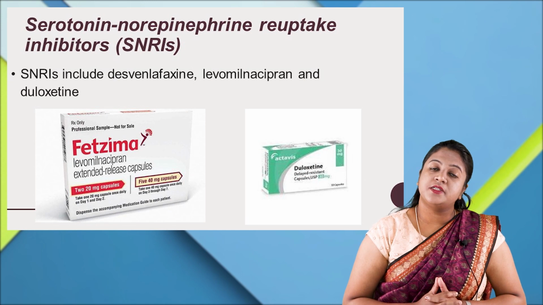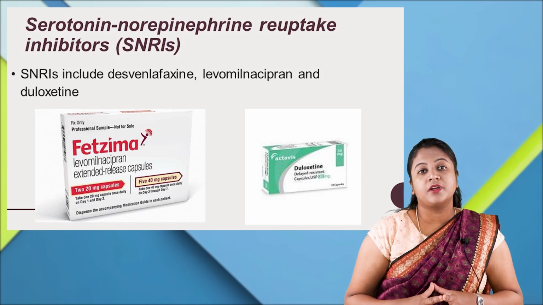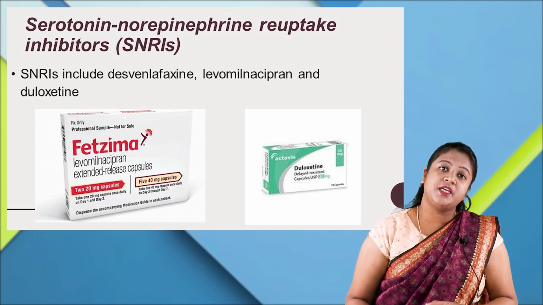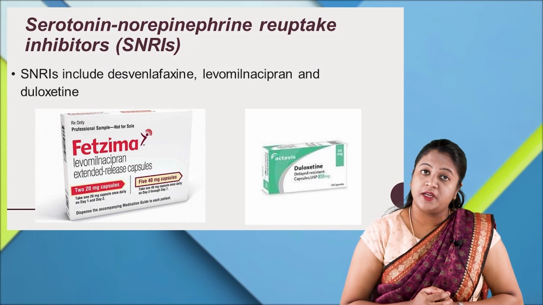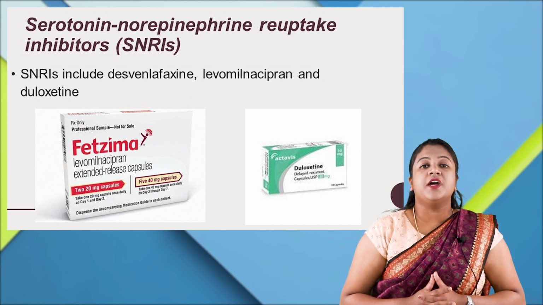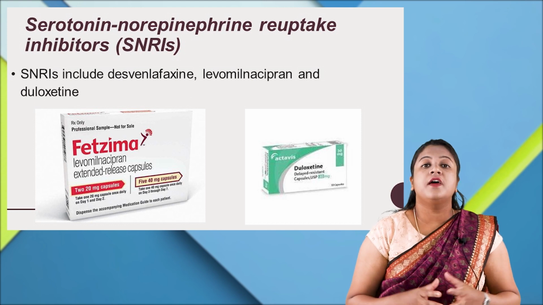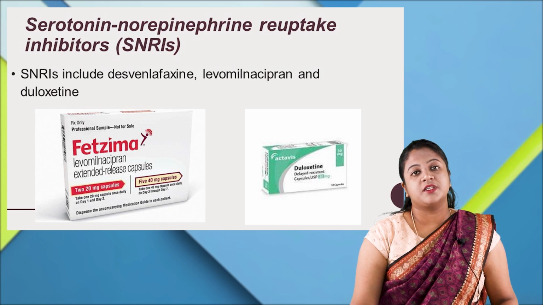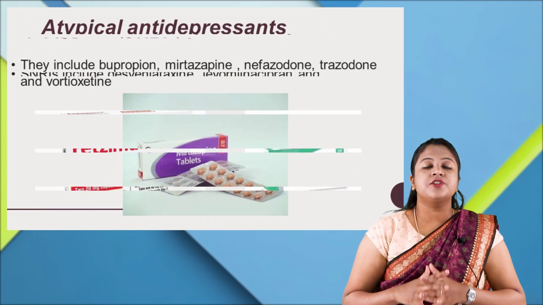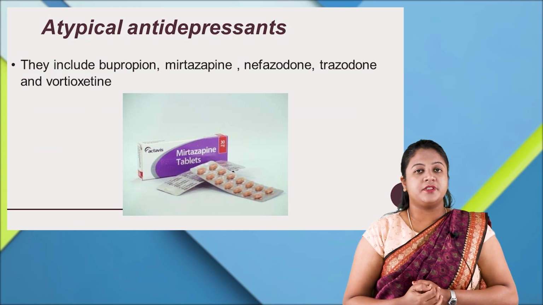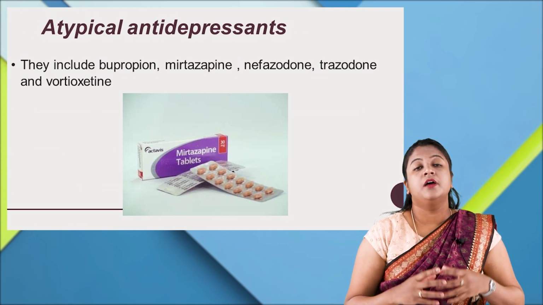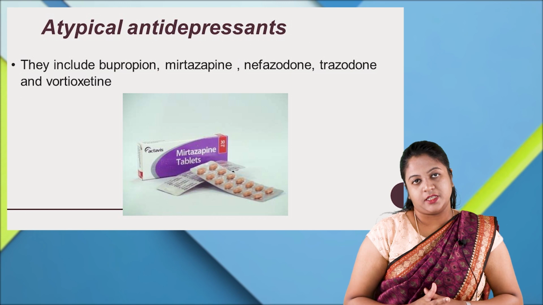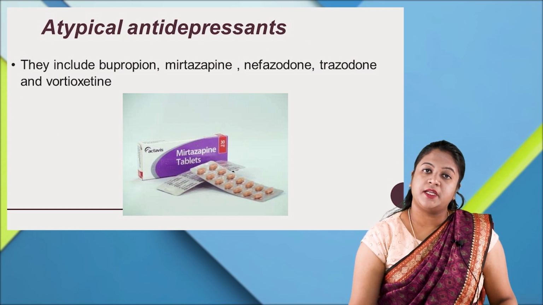The next group of antidepressants are the serotonin norepinephrine reuptake inhibitors, SNRIs. They inhibit the reuptake of serotonin as well as norepinephrine neurotransmitters. The drugs include desvenlafaxine, levomilnacipran, and duloxetine. So these are the examples of the drugs which come under the SNRIs. The next group of drugs is the atypical antidepressants. Examples: bupropion, mirtazapine, nefazodone, trazodone, and vortioxetine. So these are the atypical antidepressants.